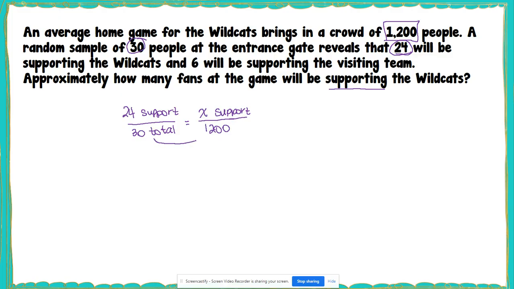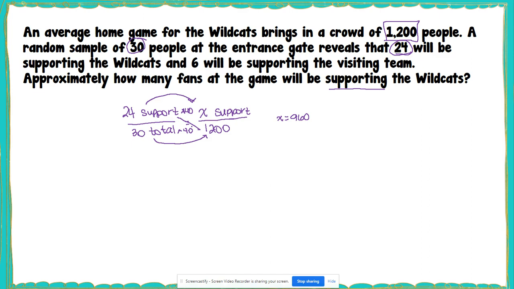I know that if I go from 30 to 1,200, I would multiply 30 times 40 to get there. So to get from 24 to x, I can multiply 24 times 40. And if I do that, I get that x equals 960. I can also, if I don't know how to do this, I can always cross multiply.